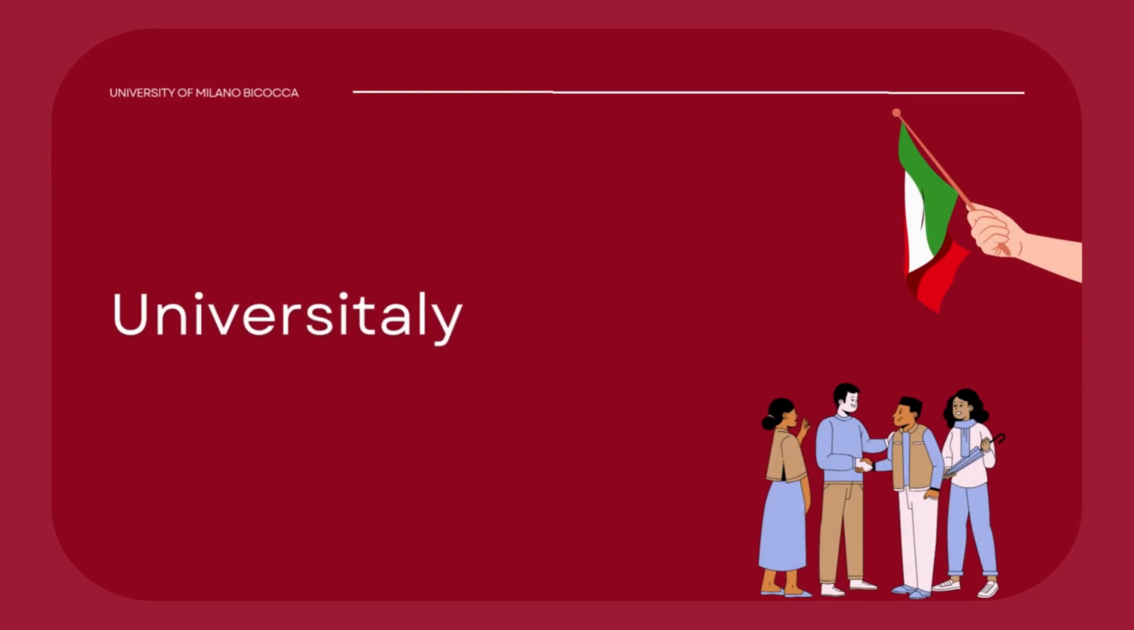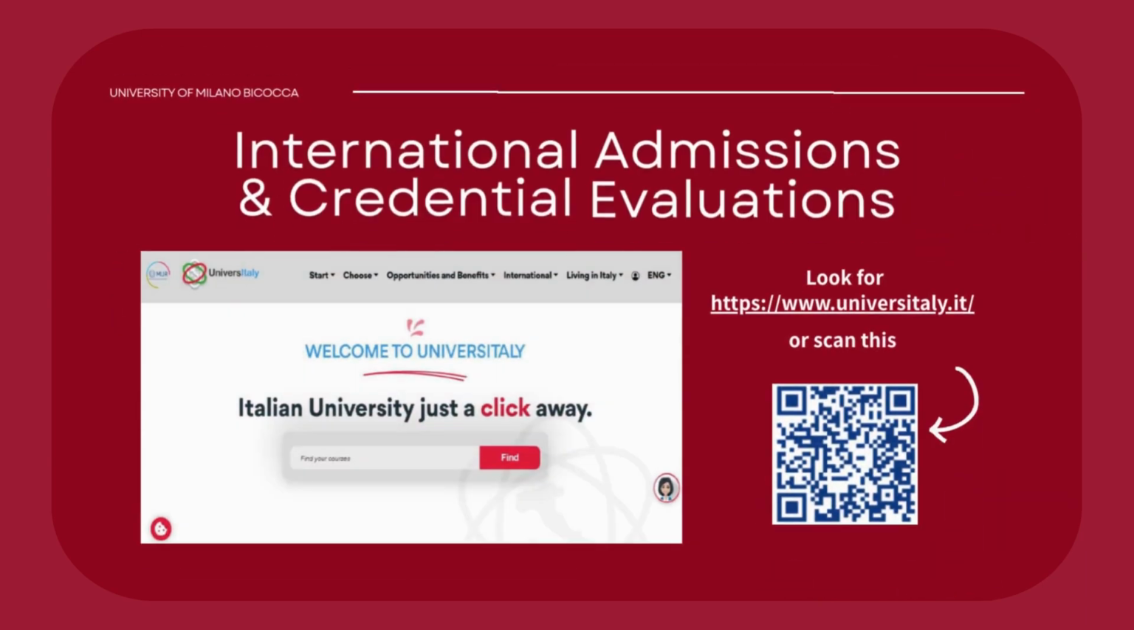Okay, now we see together Universitaly, and we'll see how it works. If you are visa seeker students, you have to pre-enroll on Universitaly. This is the website, and you can reach it even through scanning this QR code.